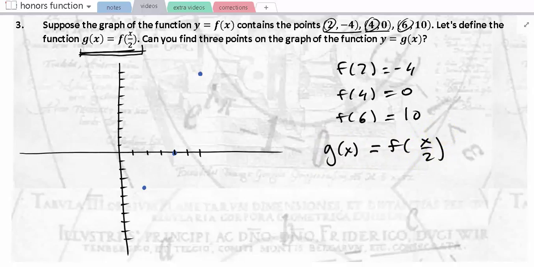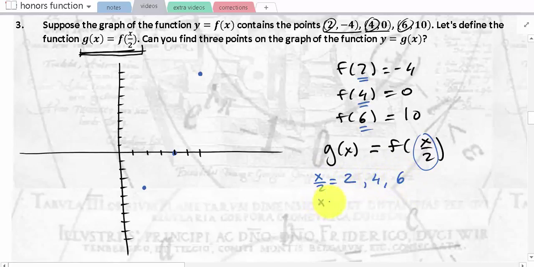Okay, now, what do I need inside right here? g of x is f of x over 2. This time, I want x over 2 to be equal to 2, 4, and 6, right? So that means that x has to be equal to 4, 8, and 12, right?